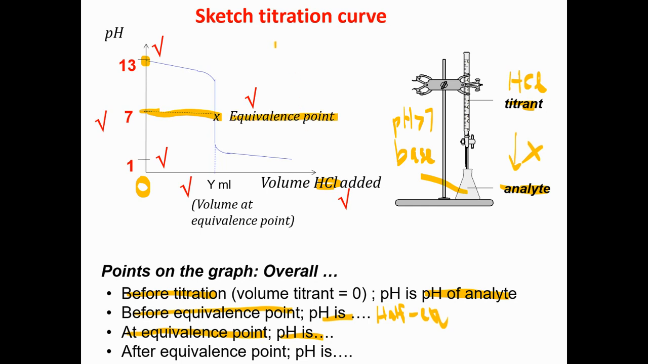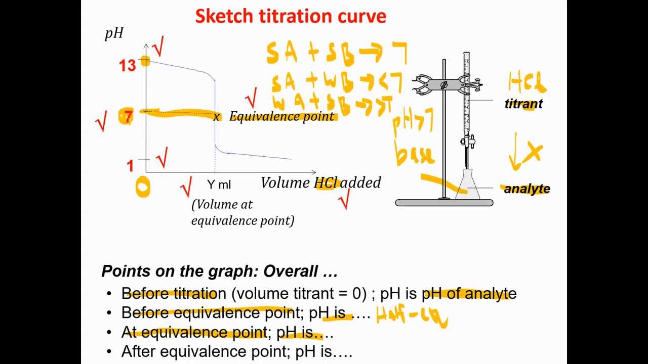It depends on whether it is strong acid plus strong base. If strong acid plus strong base, we will get pH equal to 7. If we have strong acid plus weak base, we will get less than 7. If we have weak acid and strong base, we will have a basic salt. So it depends on the strength of the acid and the strength of the base. However, you must label 7. The last point will be after the equivalence point, meaning you keep on adding the titrant until it finishes, and then you will know the pH.